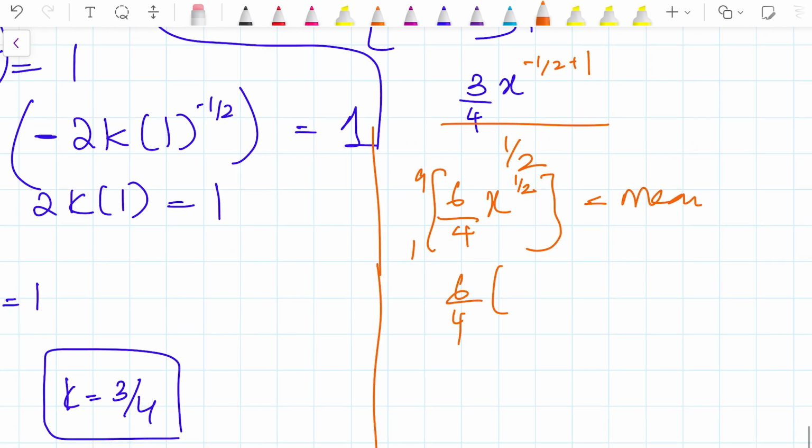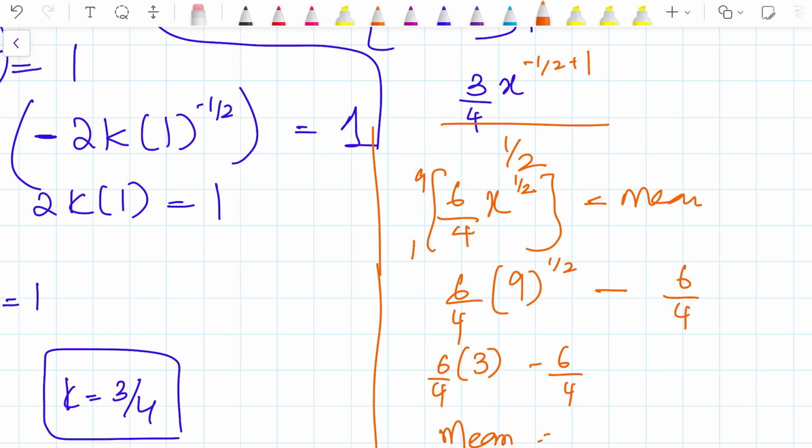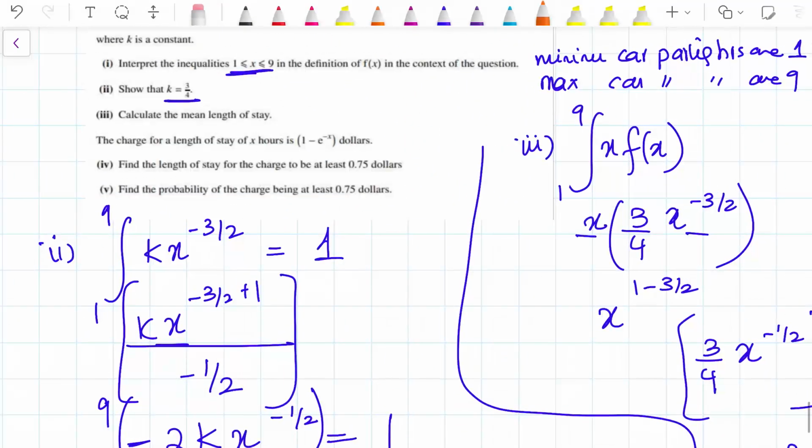6 upon 4, 9 power half, minus 6 upon 4. 6 upon 4 into 3 minus 6 upon 4 gives you 18 upon 4 minus 6 upon 4. It gives you the mean as 3. Now, what is the next part of the question?